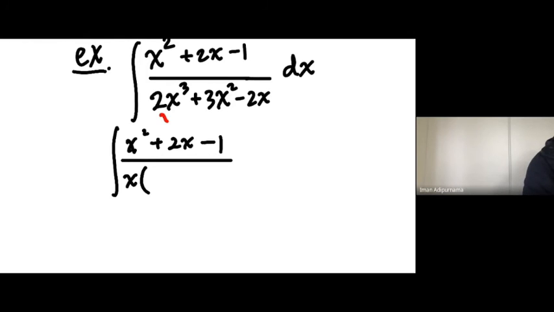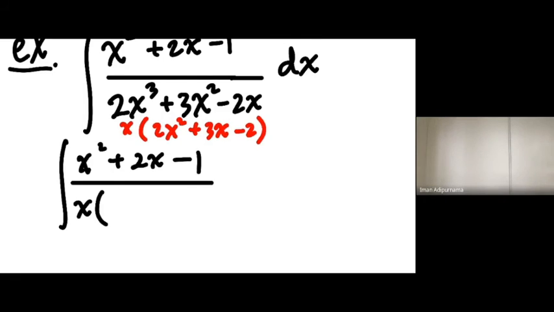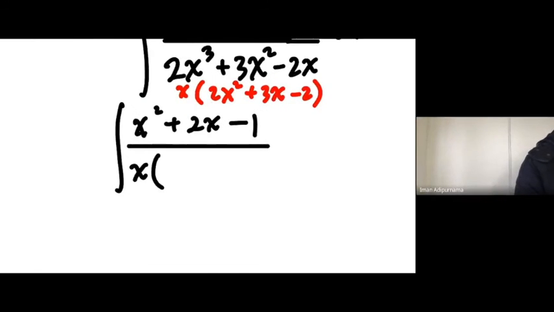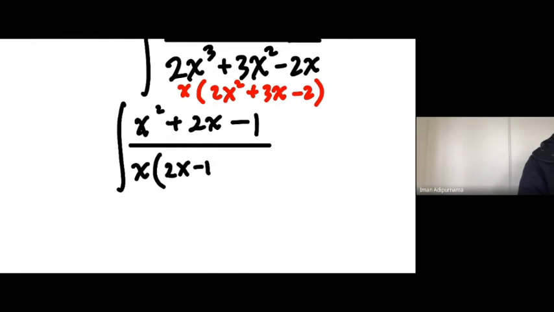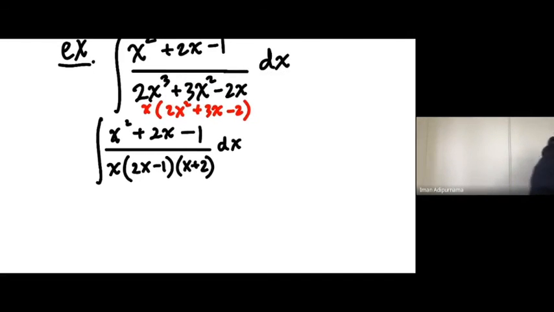If I remove the x, let me write here first. So I have 2x squared plus 3x minus 2. We can factorize this. This becomes 2x minus 1 and then x plus 2, dx.